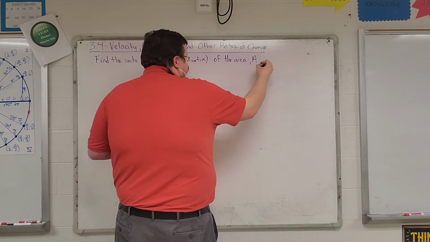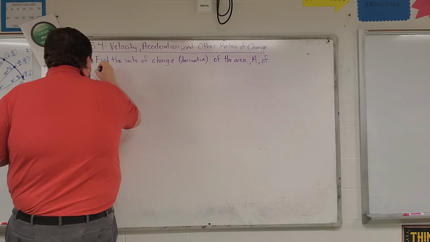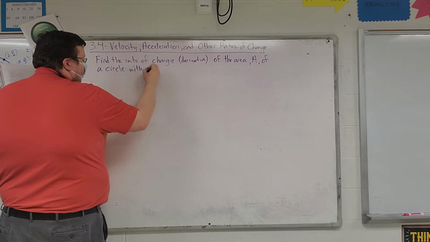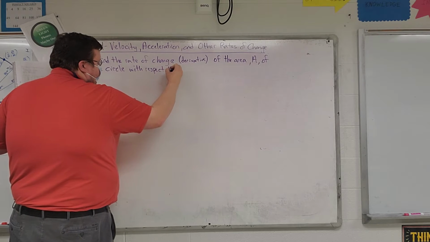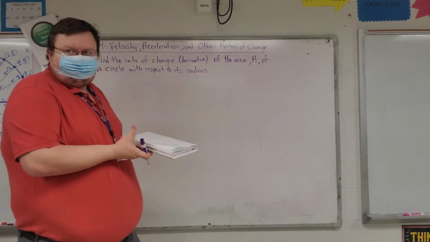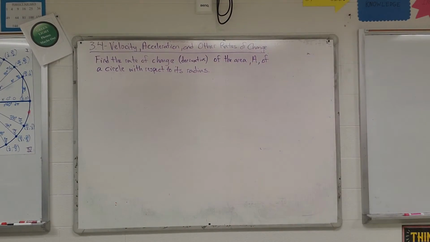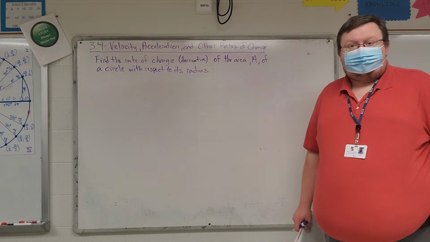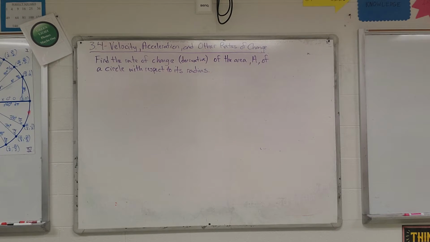capital A, of a circle with respect to its radius. So we'll find the rate of change or derivative of the area, capital A, of a circle with respect to its radius. So we need a formula that relates the area to the circle's radius.